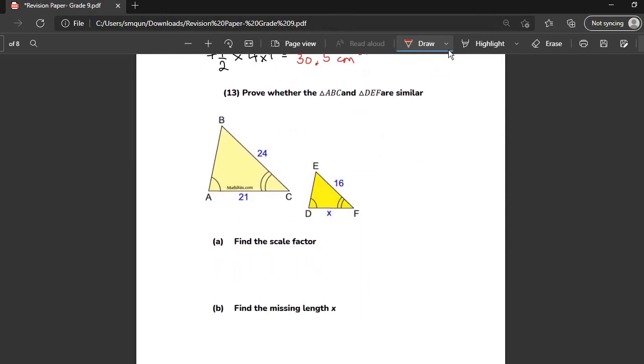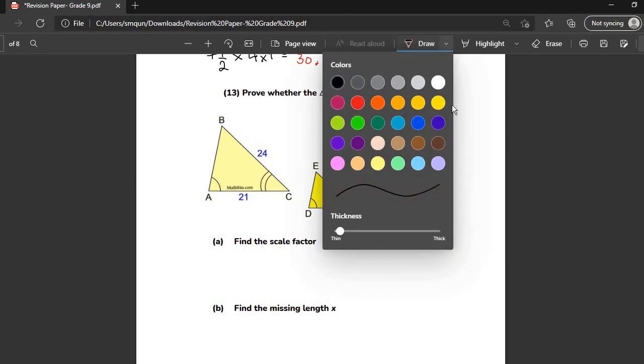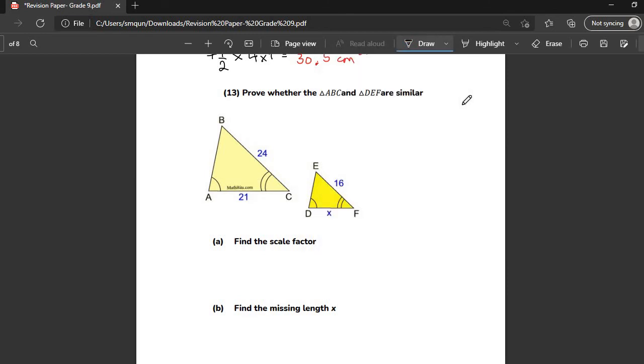Okay, number 13 says prove whether ABC and DEF are similar triangles. Based on the information that we're given, we're going to have to choose one of the 3 theorems that we can use to prove that triangles are similar. That's the SSS theorem, the SAS theorem, and the AA theorem. We know what the S and A represent: S represents side and A represents angle.